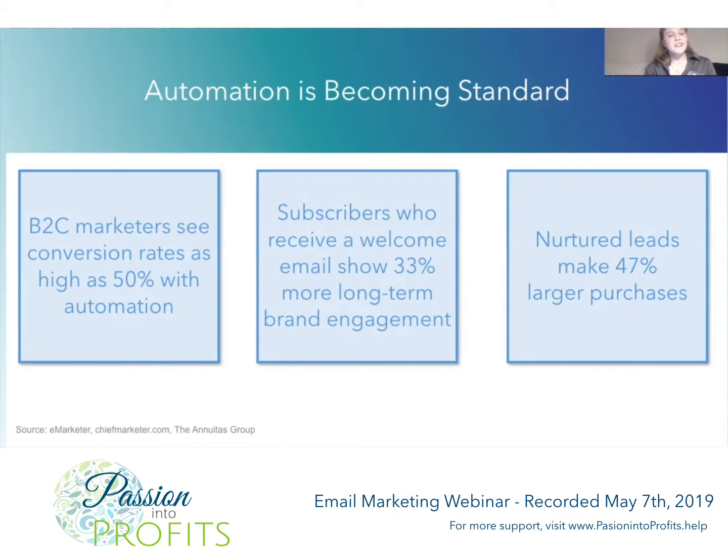A lot of B2C marketers are seeing conversion rates as much as 50% with automation. A conversion is where you take an open to a sale. That is a huge number. If 50% of the people you spoke to turned around and spent money with you, wouldn't that be fantastic? Typical standards for Facebook are 2 to 5%. It's a very different number from 50%.